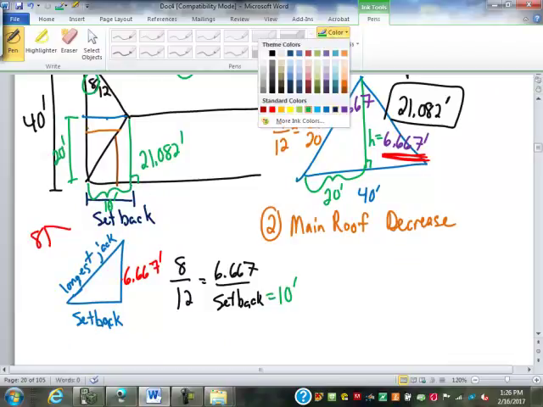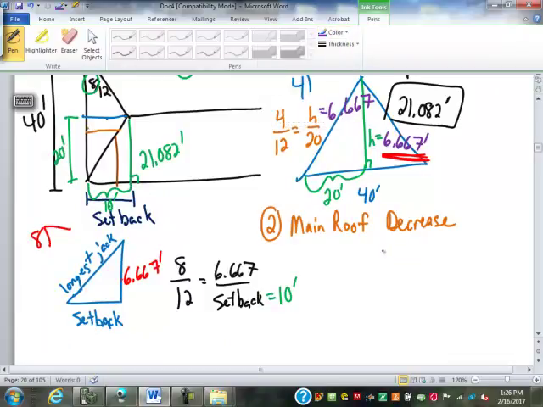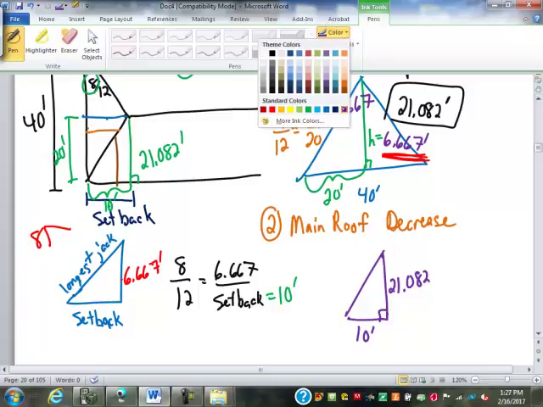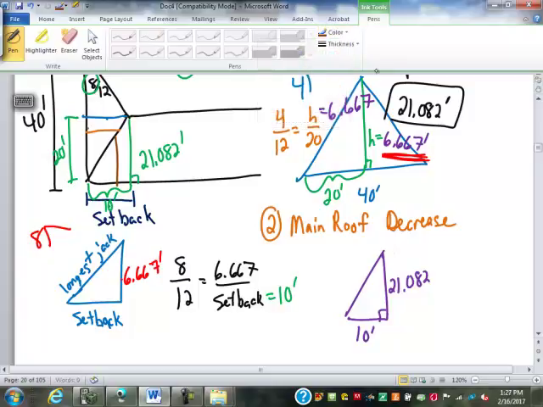So now back to the main roof decrease. I now have this triangle where I know this is the 10-foot setback. This is my 21.082. What else do I know? I have this triangle here. What do I know about it? 8 foot here now, and this is going to be x. So we have 8 is to 10 as x is to 21.082.